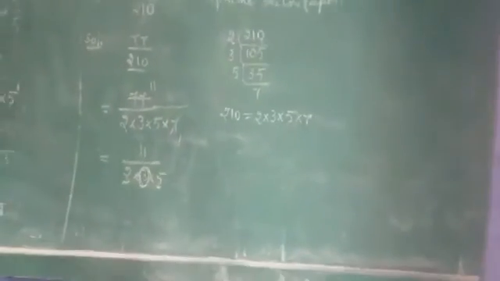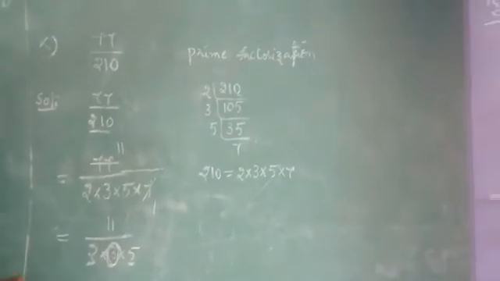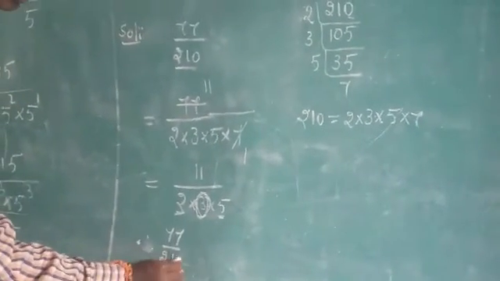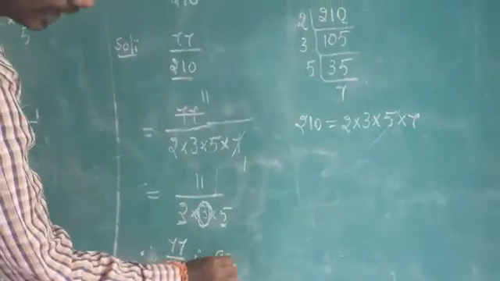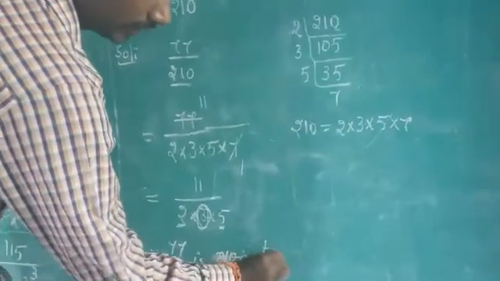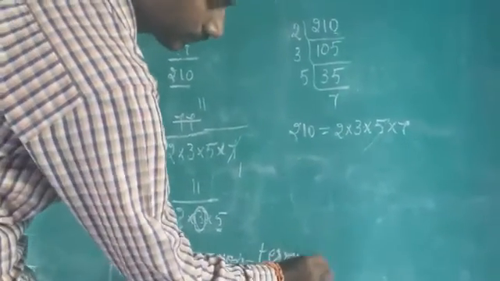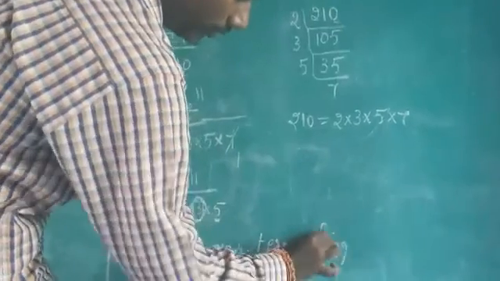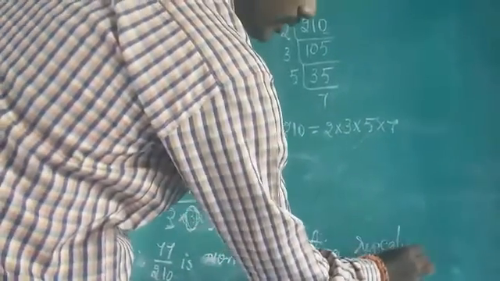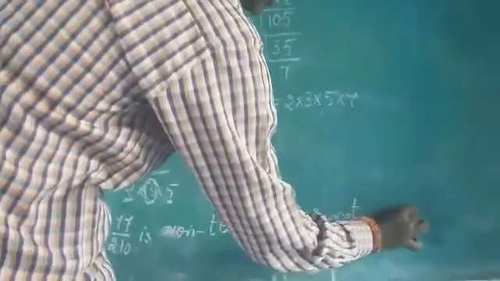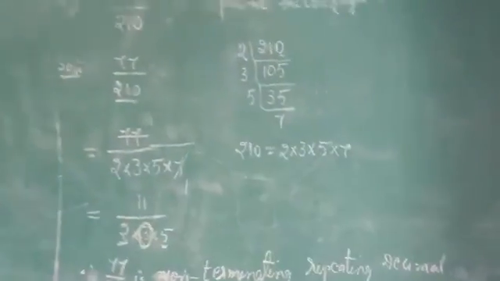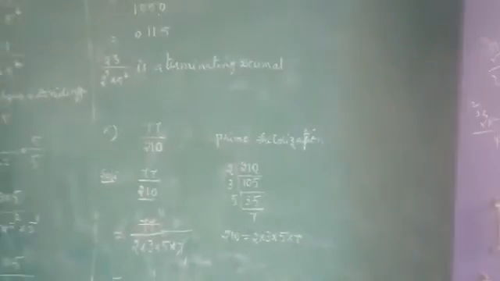So here what will you write? I am going to write it. The answer is therefore: 77 by 210 is a non-terminating repeating decimal. So once you concentrate, the remaining problems are all homework for you.